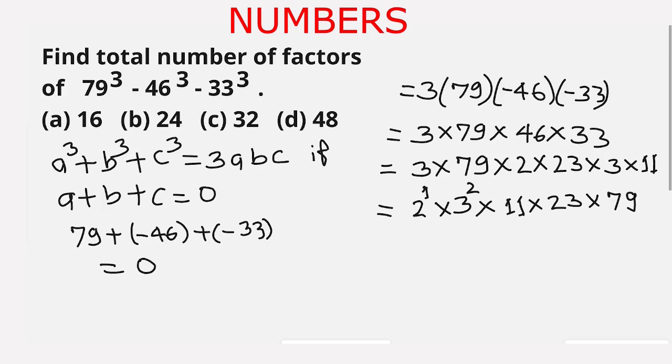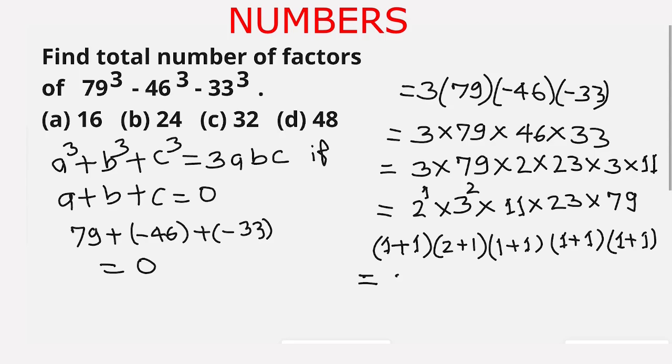We know that the number of factors is the product of the powers of the prime factors plus 1. So here the number of factors will be: 2 has the power 1, so we can write it as 1 plus 1. 3 has power 2, so we can write it as 2 plus 1. 11 has power 1, so it is again 1 plus 1. 23 has power 1, so it is 1 plus 1. And 79 has power 1, so it is 1 plus 1.